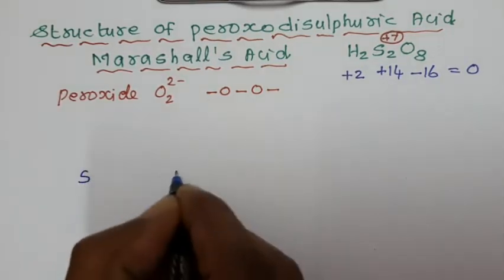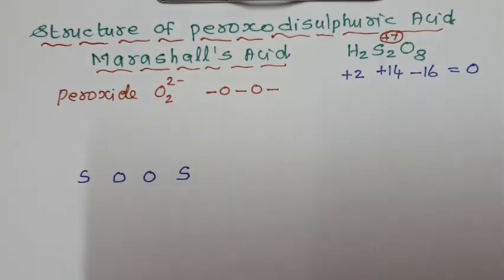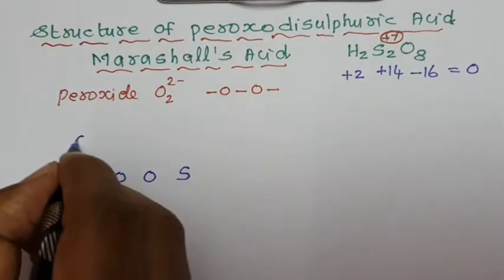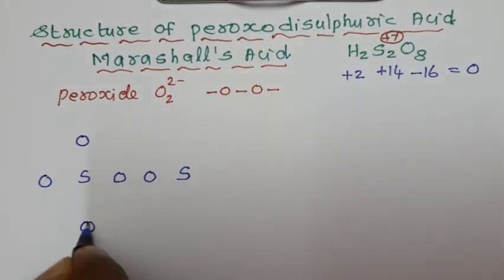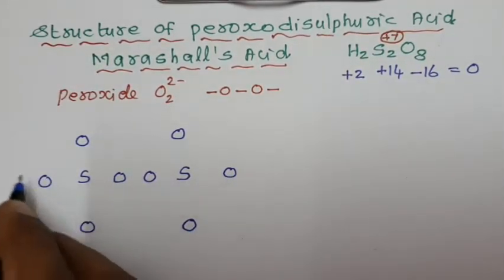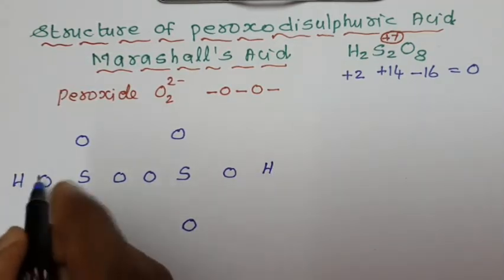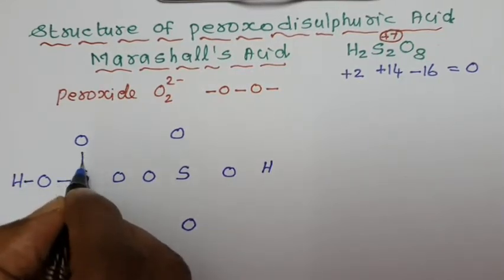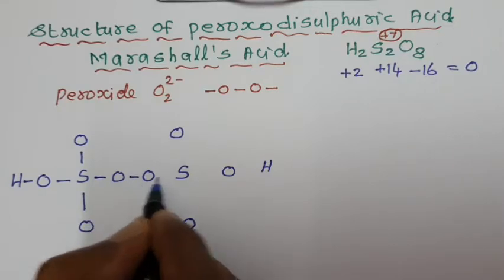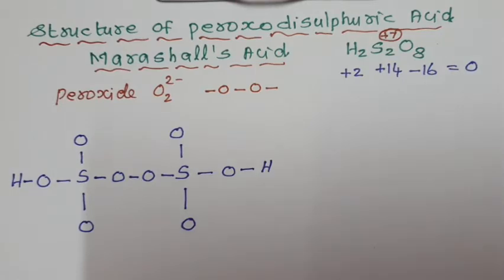Two sulfur atoms, and the 2 sulfur atoms are linked by a peroxide structure. So, the remaining 6 oxygen atoms, 3, 4, 5, 6, a total of 8 oxygen atoms are over. As usual, add hydrogen as the terminal atom. Join all the atoms: 1, 2, 3, 4, 5, 6, 7, 8, 9, 10, 11. 11 bonds, total number of electrons are 22 electrons.